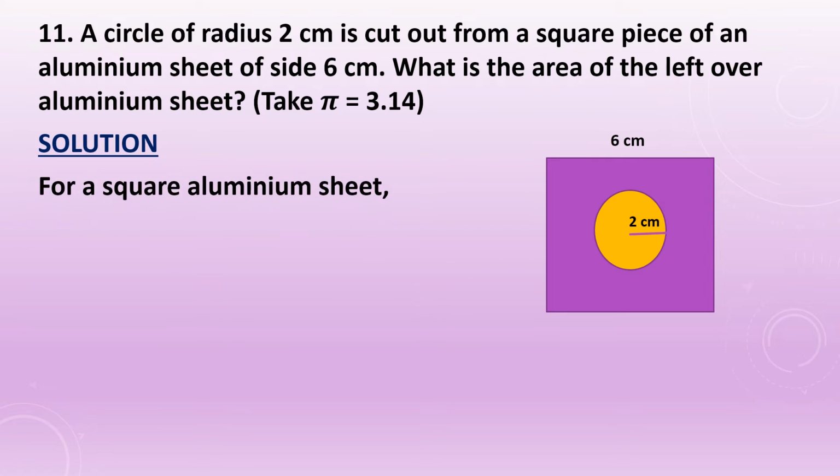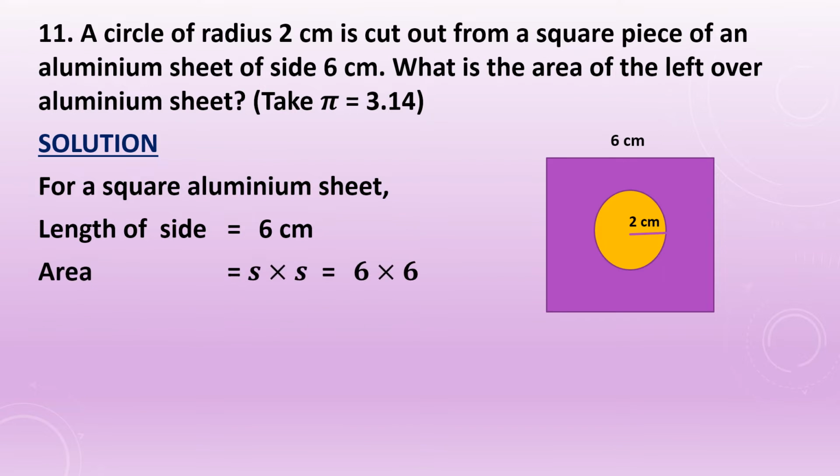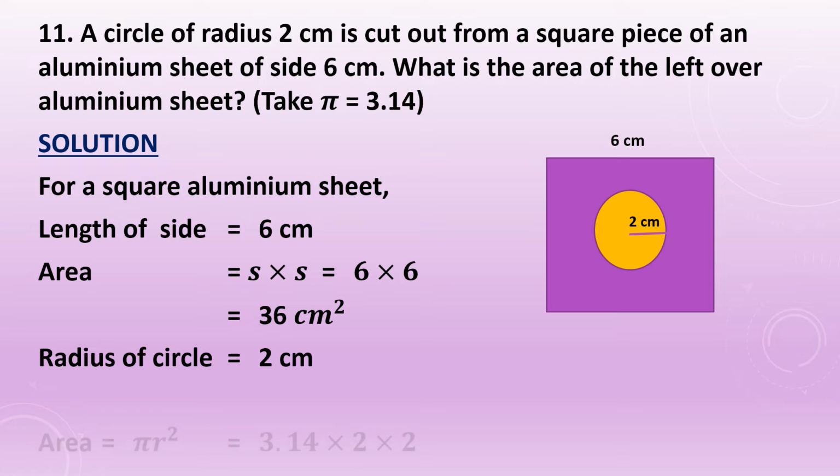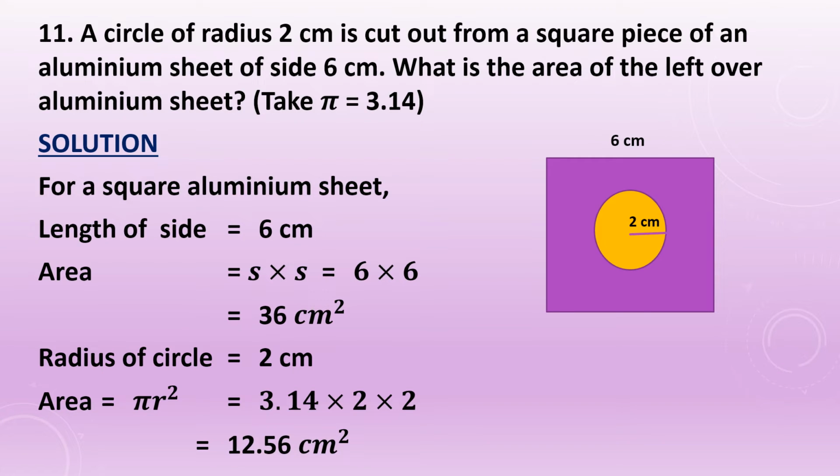So we can write, for a square aluminium sheet, length of side equals 6 centimeter, area equals side into side, which gives 6 into 6 equals 36 centimeter square. Now the radius of the circle is 2 centimeter. Area of circle is pi r square. Substituting the value, 3.14 into 2 into 2, which gives 12.56 centimeter square.